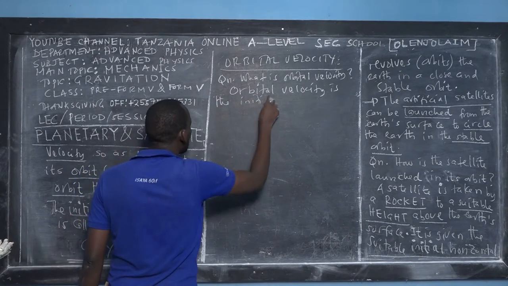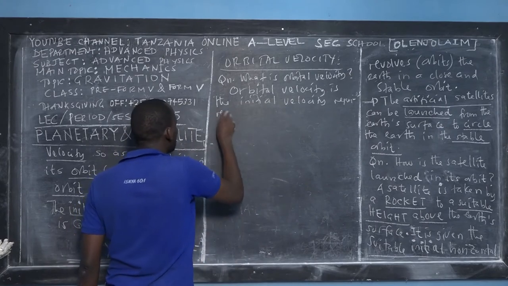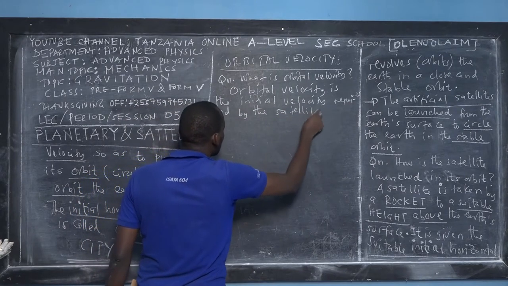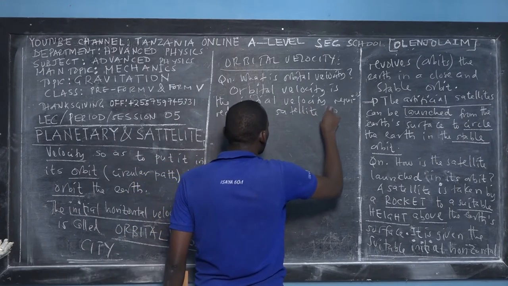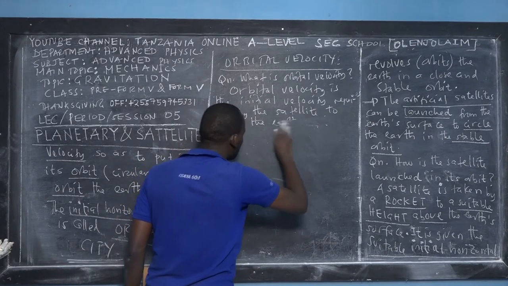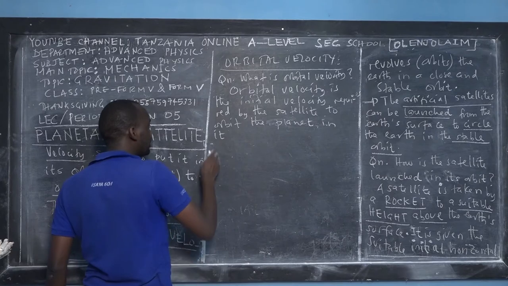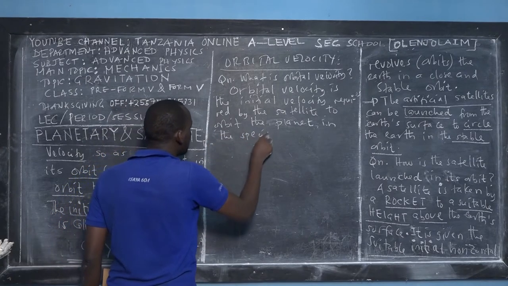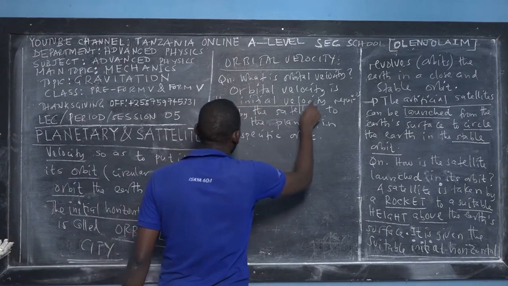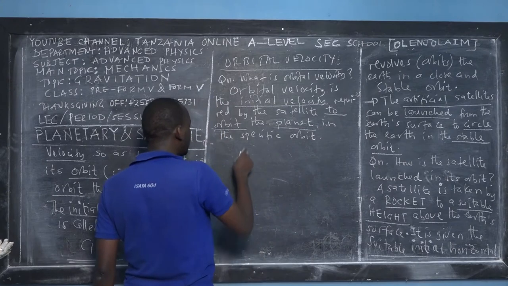So we say that orbital velocity is the initial velocity required by the satellite to orbit the Earth or the planet in a specific orbit. That's how we define orbital velocity. What is orbital velocity? This is the initial velocity required by what? By the satellites to do what? To orbit the planet in a specific orbit.